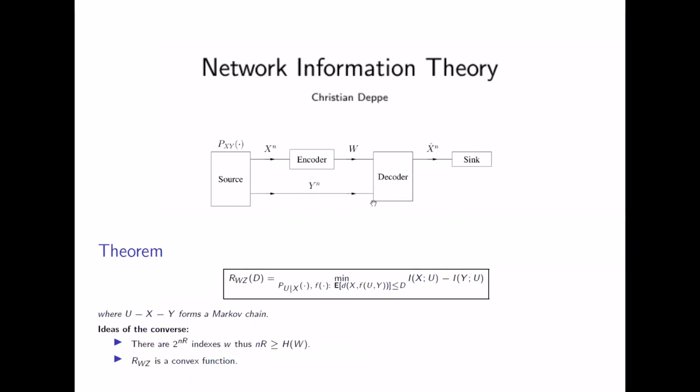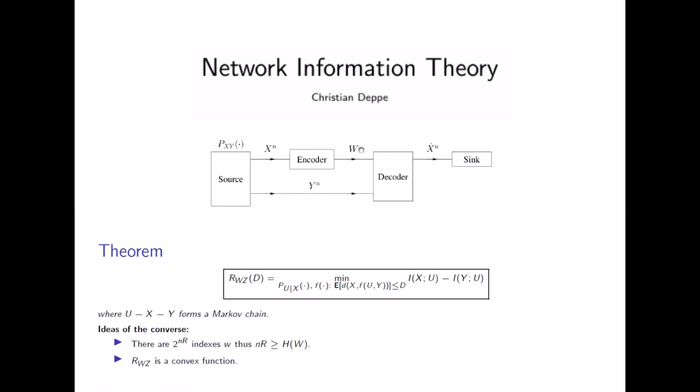Okay, let's summarize what we got. So we looked at the following model. We have a source which produces two sequences, X^n and Y^n, like in distributed source coding, depending on a joint random variable XY. And the sequence Y^n directly goes to the decoder. The sequence X^n goes to an encoder, and he wants to compress the sequence to some index W.